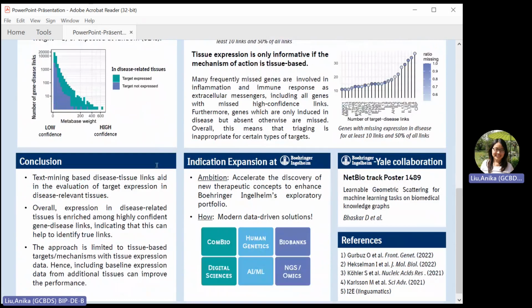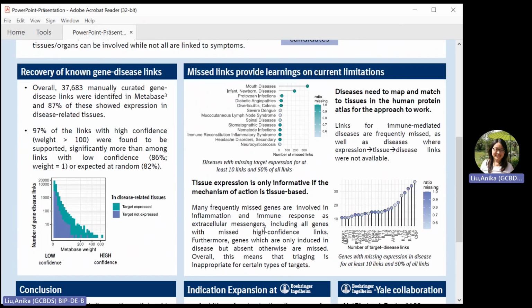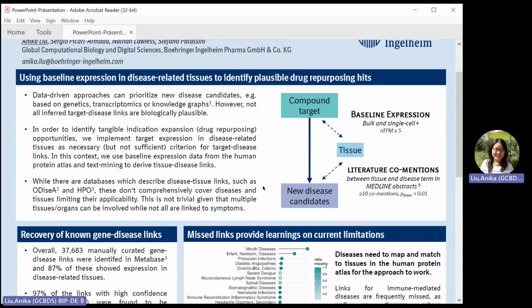So in GCBDS, the aim here is to enable and accelerate this process using data-driven solutions, and for that we're using a wide range of data sources and methods to generate different evidence streams, including genomics, transcriptomics, and text mining, for example. Thereby, of course, each data stream has its own strengths and limitations, which is why the final suggestions are based on the combined evidence and additional sanity checks.